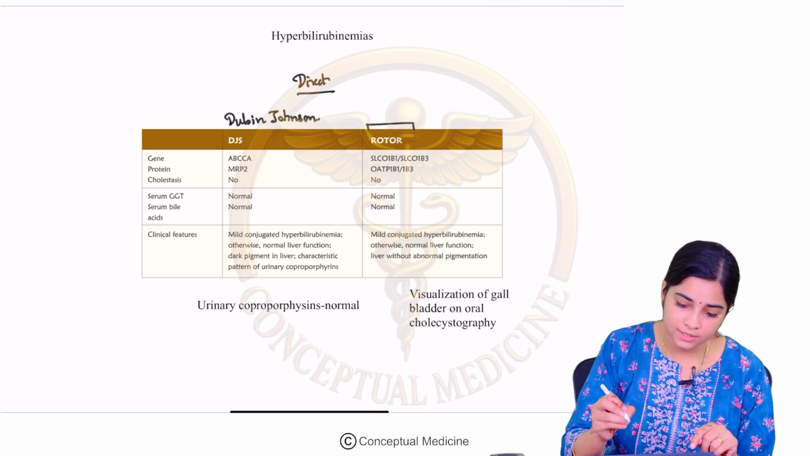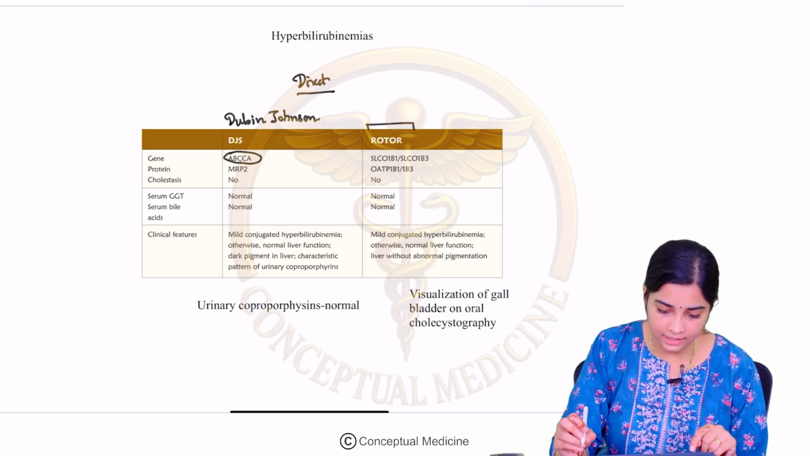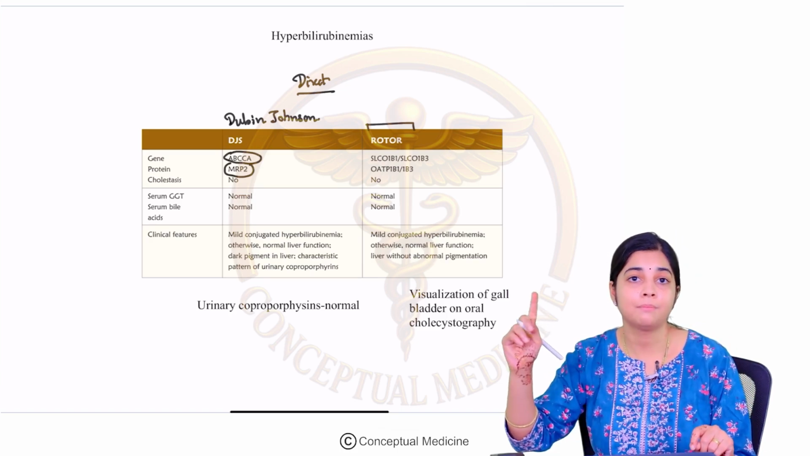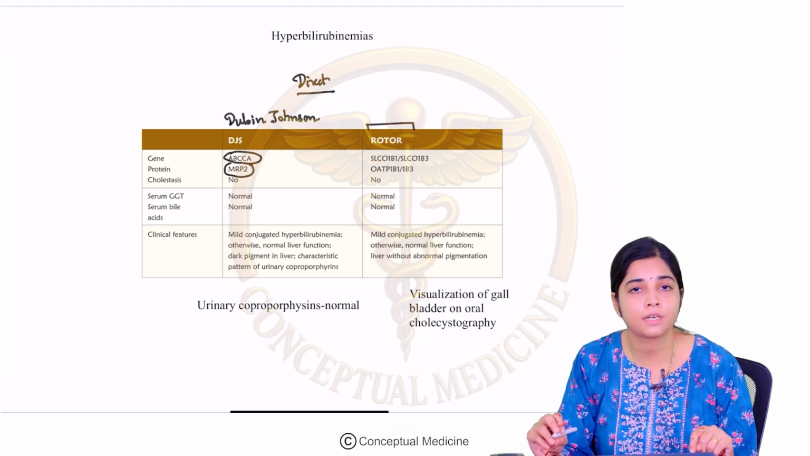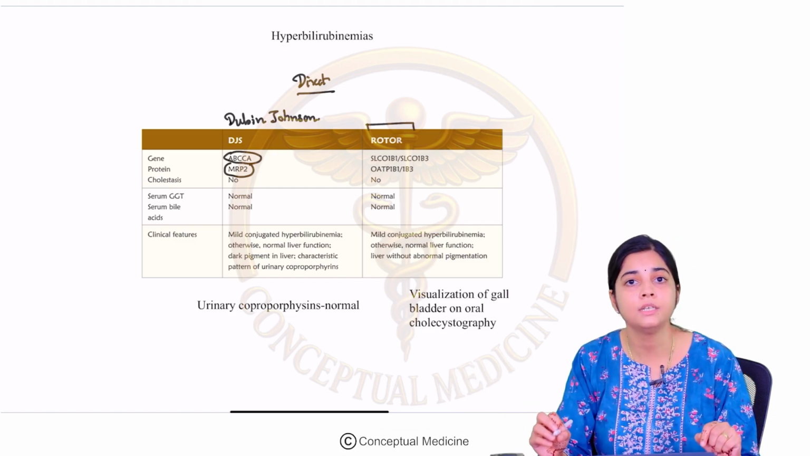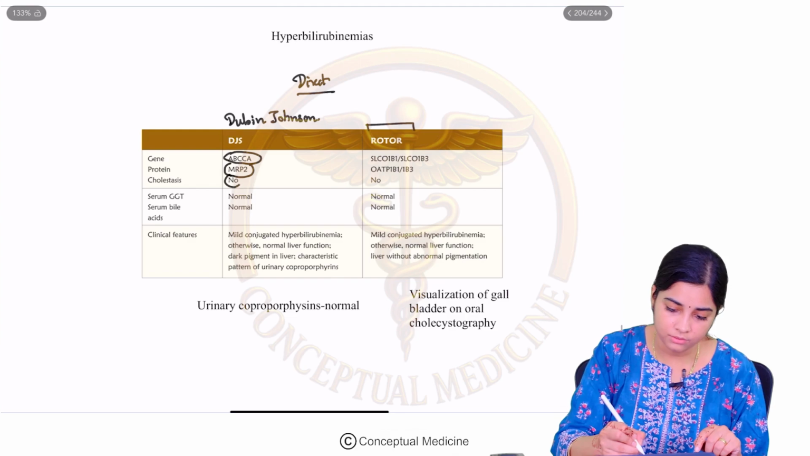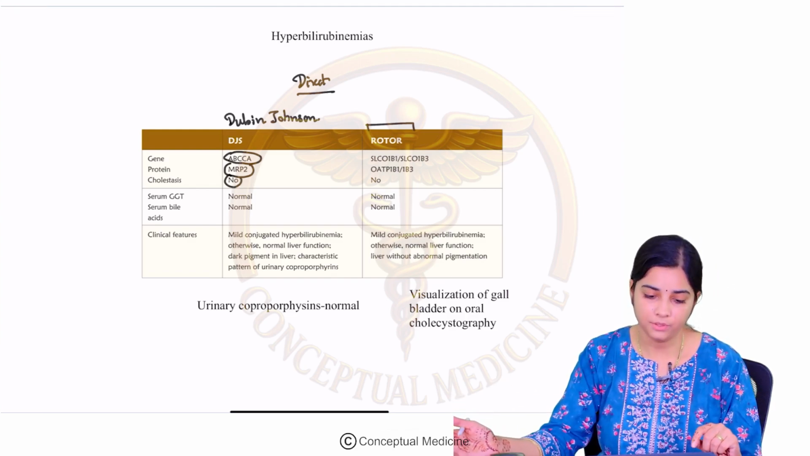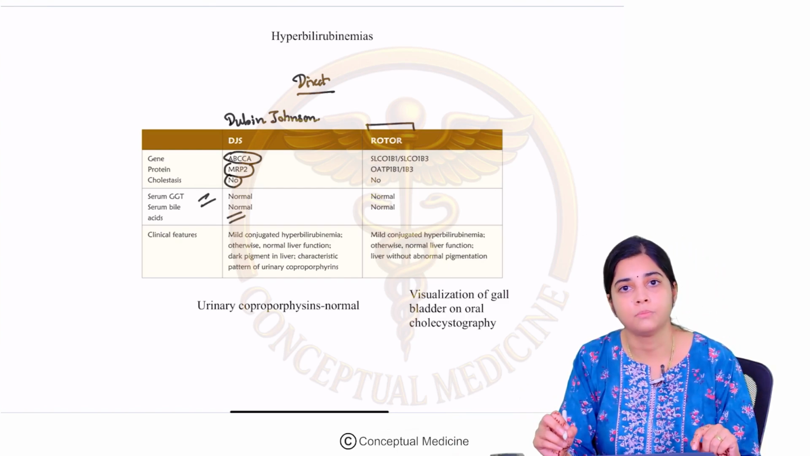Okay. So what is the gene for Dubin-Johnson syndrome? It is your ABCC2, and which protein is affected? It is your MRP2. We know that MRP2, when we had discussed the bilirubin metabolism, is responsible for the transport of conjugated bilirubin across the canalicular membrane for excretion into the bile. So that is affected. So is there cholestasis? No, there is no cholestasis because the conjugated bilirubin is not entering the bile itself. Okay. So serum GGT, serum bile acids, everything will be normal.